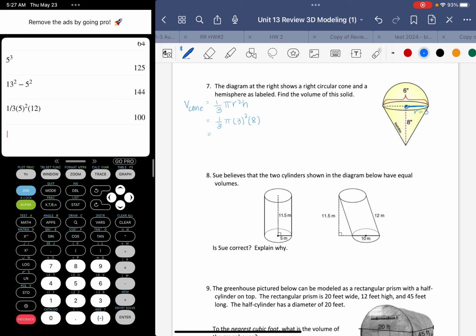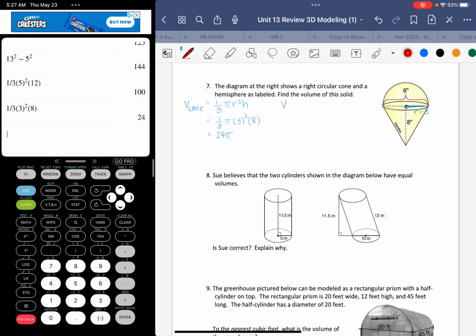Once again, they didn't tell us to round, so I'm going to leave out that pi. Whoops. See how my 8's still in the exponent? I got to make sure that I arrow out of there and then do times 8. So we get 24 pi. So that's the volume of the cone.